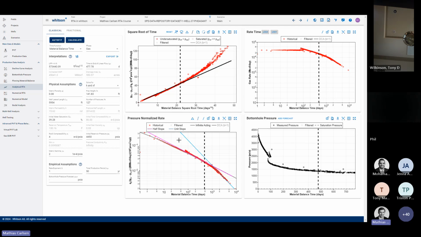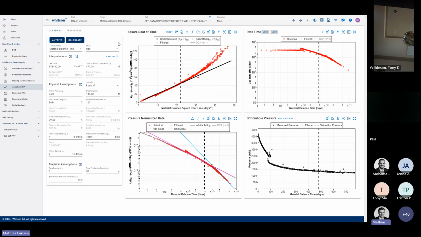With this, the theory says that as long as you're on a half slope here, that's where you should basically fit this straight line. What can be a little bit tricky sometimes is that this is square root time and this is real time. That's where it's very helpful to have this time to linear flow line here. So you actually see, okay, this is when it starts to deviate from a half slope to something that's lower than a half slope. So that's a nice cue.